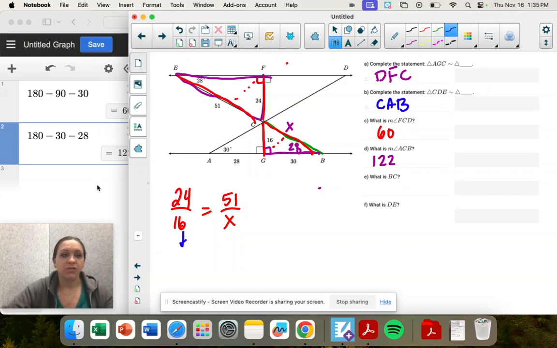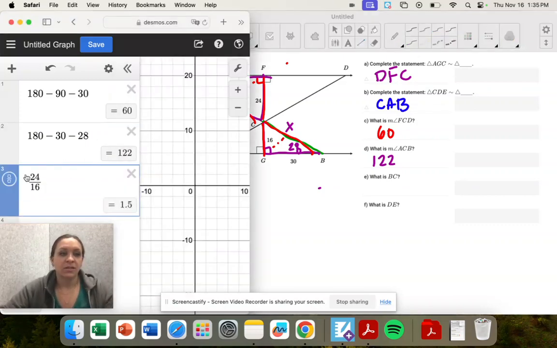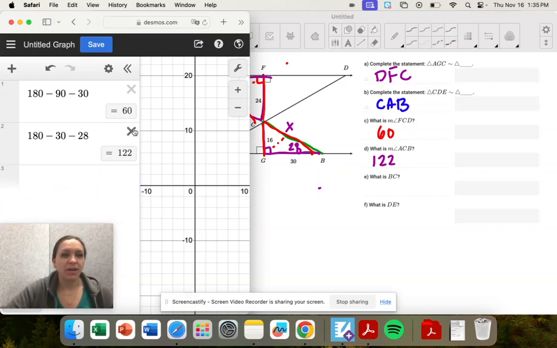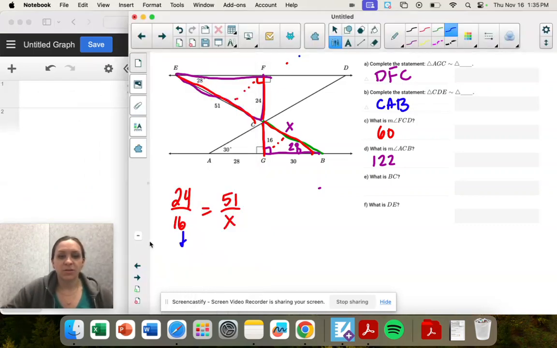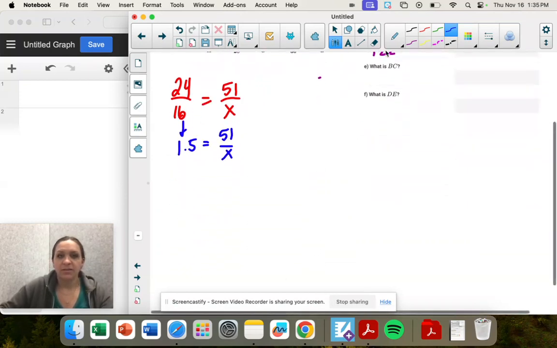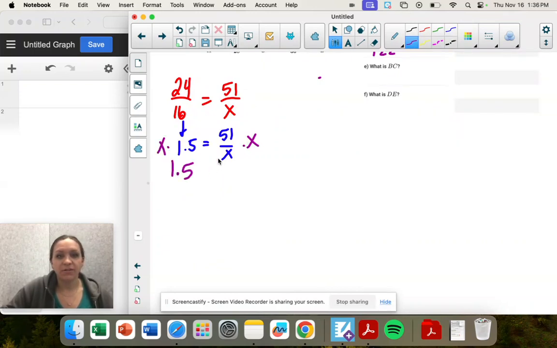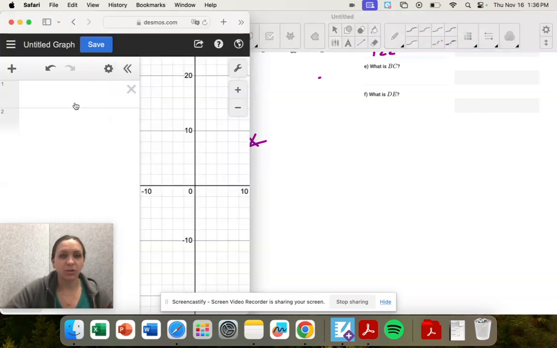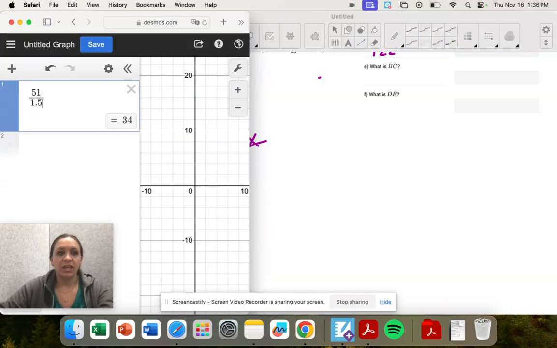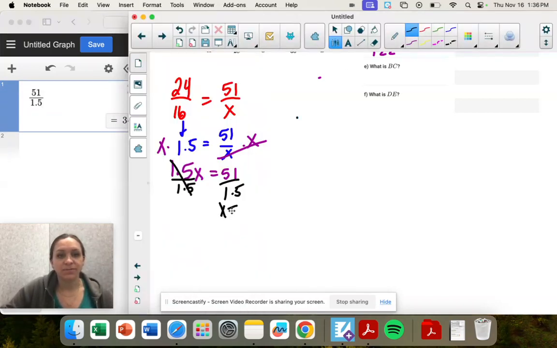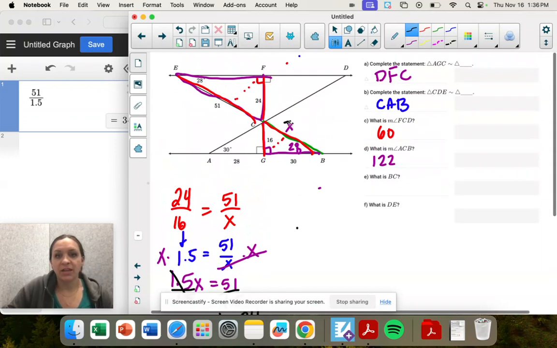I'm going to reduce 24 over 16 to be 3 halves. I'm just going to leave it as 1.5. So this is 1.5 and 51 over X. So to solve for X, you multiply by the denominator. That's always how you get rid of a fraction. So I have 1.5x equals 51, and then divide by 1.5. So I could have left it as 3/2 and then cross multiplied. Either way, you're going to get 34. So this side length is 34.